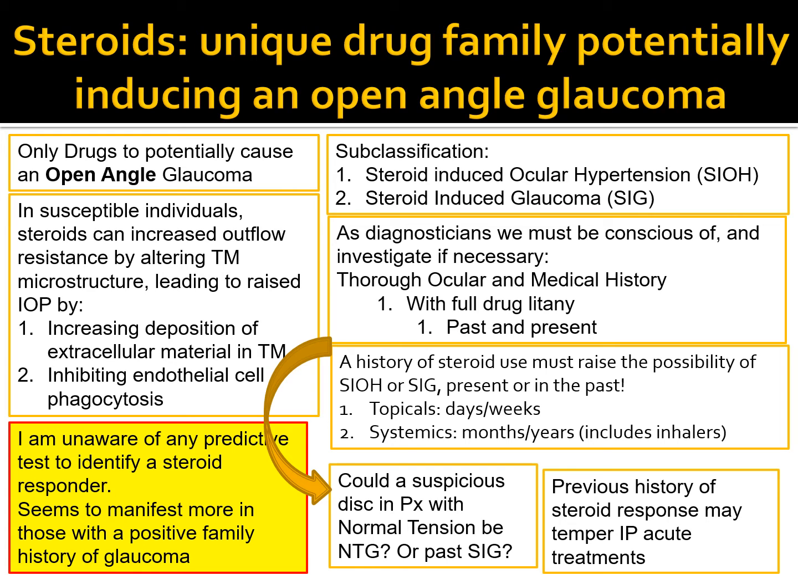So previous history of steroid response may also temper how we treat things. So for instance, if you happen to know someone's a steroid responder, it may change what you do in the community as far as treating with a steroid for certain inflammatory problems. Or maybe if you're confident enough, you'll treat it, but give them an anti-glaucoma medication as well while you're doing the steroid treatment.